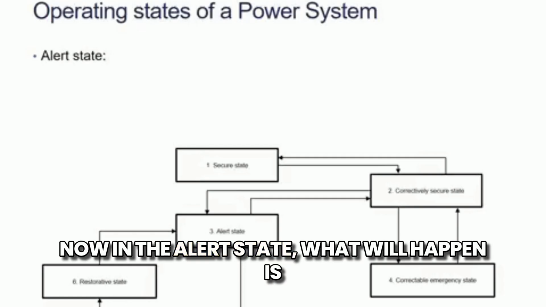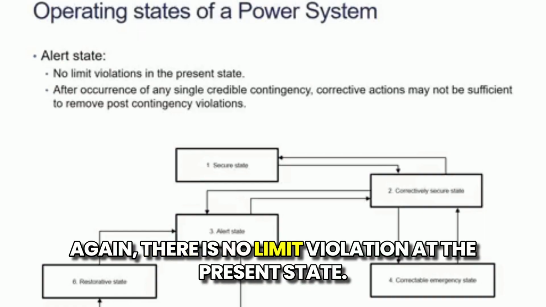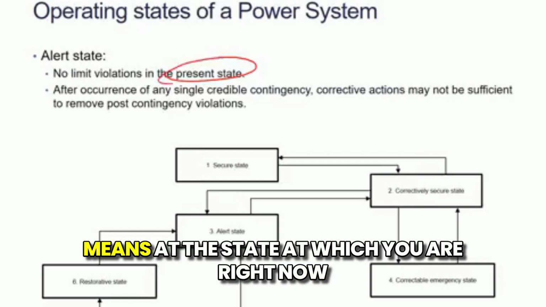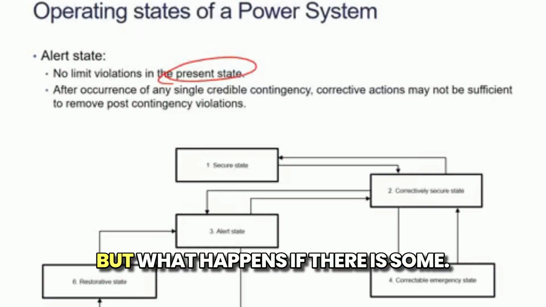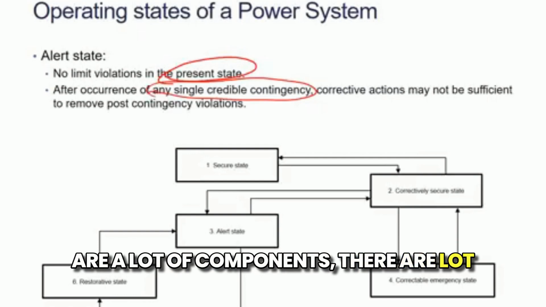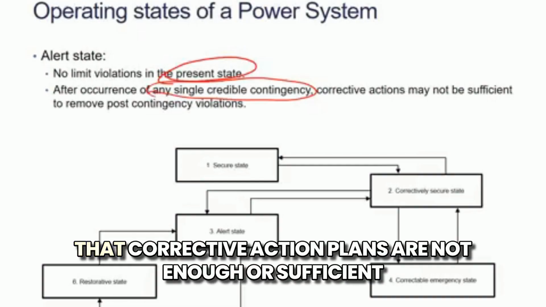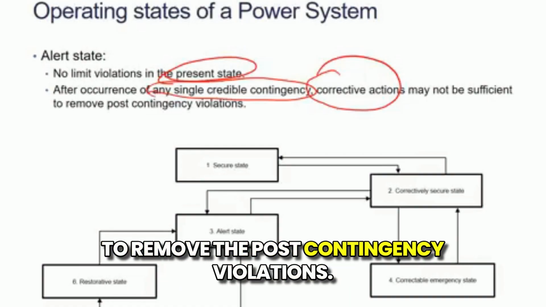Now in the alert state, again, there is no limit violation at the present state, at the state at which you are right now. But there are a lot of components and a lot of contingencies which can take place. If you take any one of the single credible contingency, there might be a situation that corrective action plans are not enough or sufficient to remove the post contingency violations.